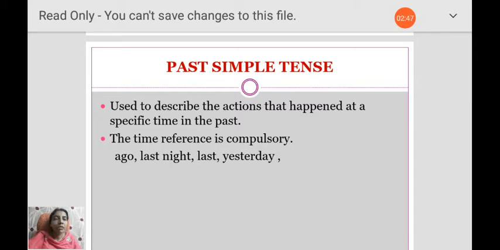Look at the words: ago, last night, last week, something like last Monday, last Saturday, last Wednesday, such kind of words. Yesterday, the previous day, long, long ago, the day before. These are some of the words which tell you that the time is past time, or that the action has already happened. That's why these words are very much compulsory for the past simple tense. It's better you use these words.